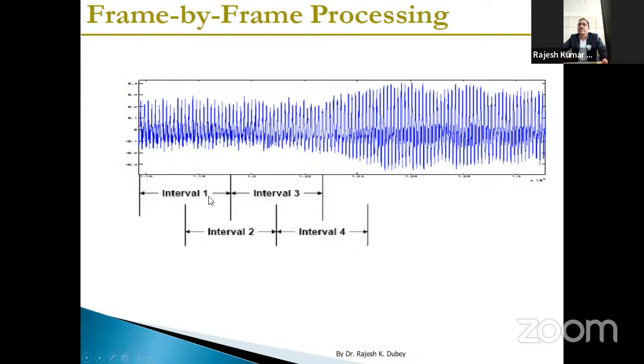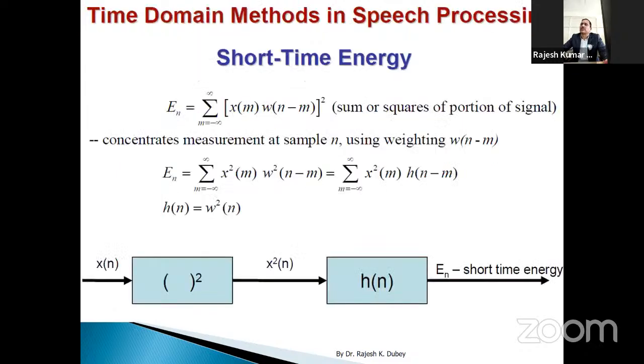And for every frame, we'll calculate short time energy, short time zero crossing, like that. So this will be the way of processing, called frame by frame processing.